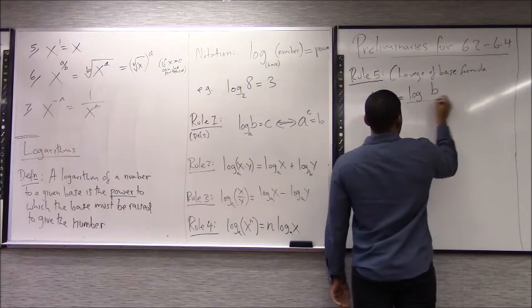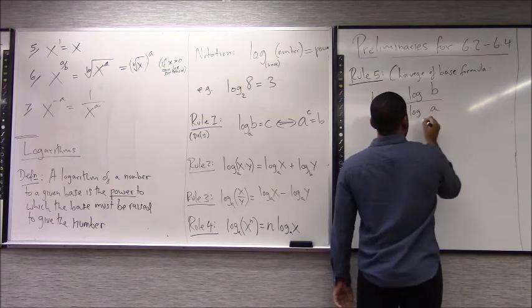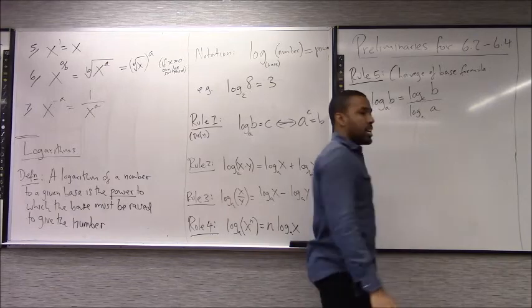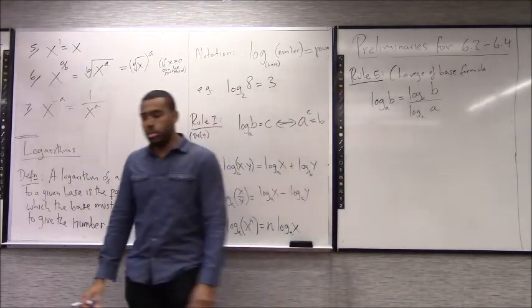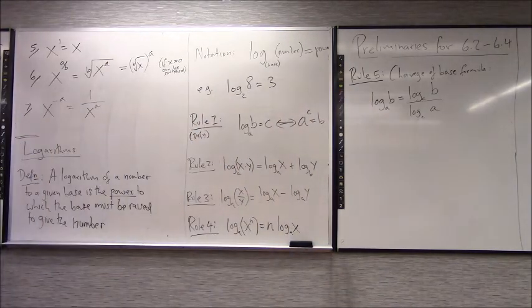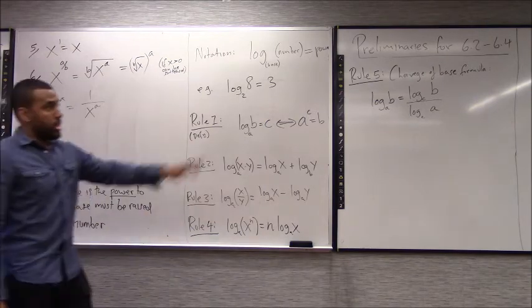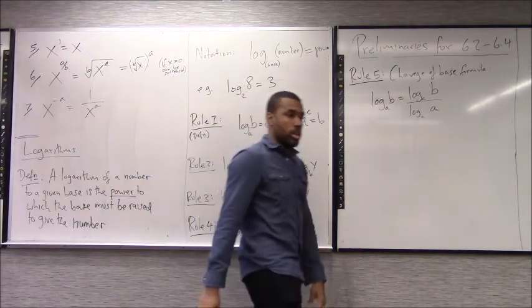It's log of b over log of a, yes, and the base, you can actually choose it. C is a conveniently chosen base. If there's a base that's convenient for you, you can just choose it, and taking that ratio is the same as looking at the original logarithm.